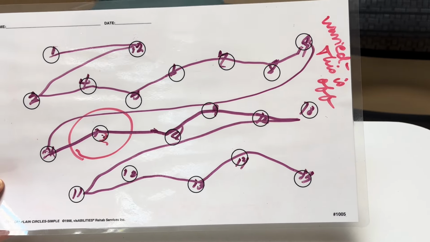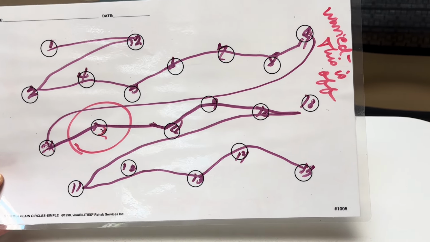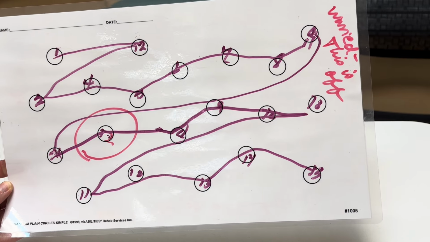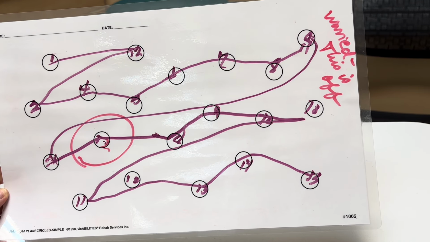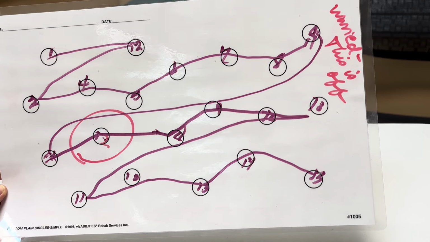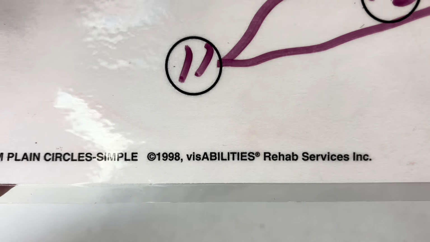Hey, so this is a functional vision assessment. When you're not sure what people are seeing and there's something going on that they're not reading correctly, writing correctly, or complain of a visual problem, excuse me. This is called the random plane circle simple test.